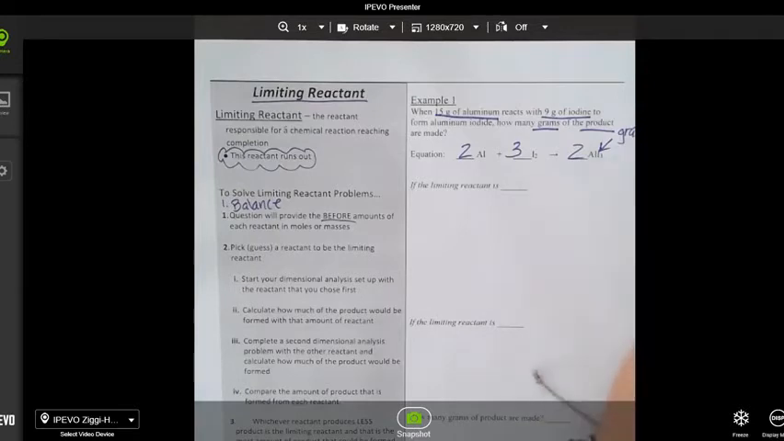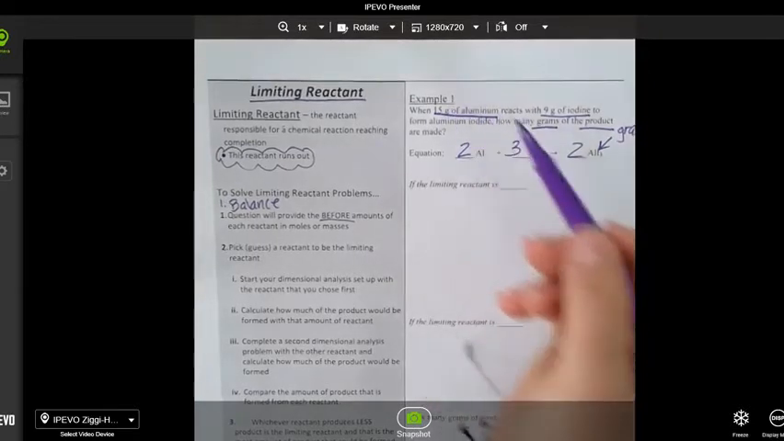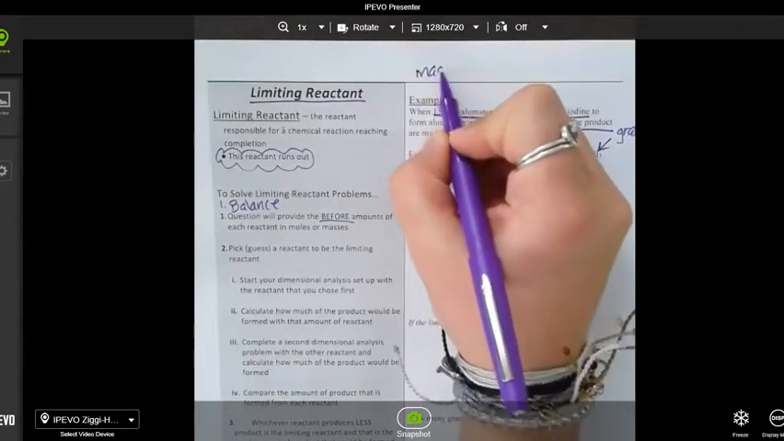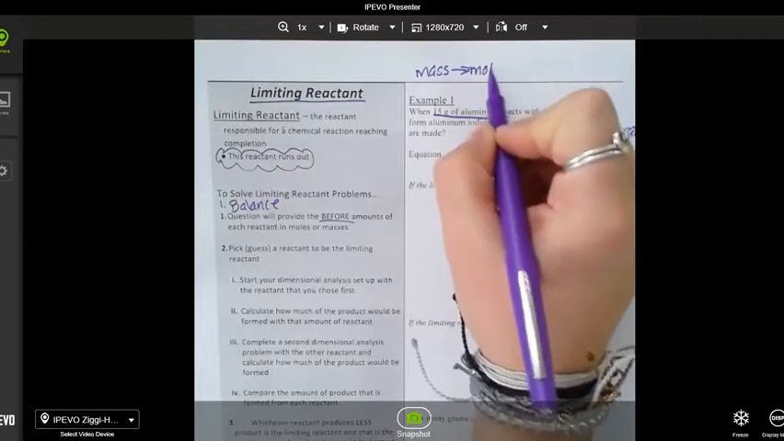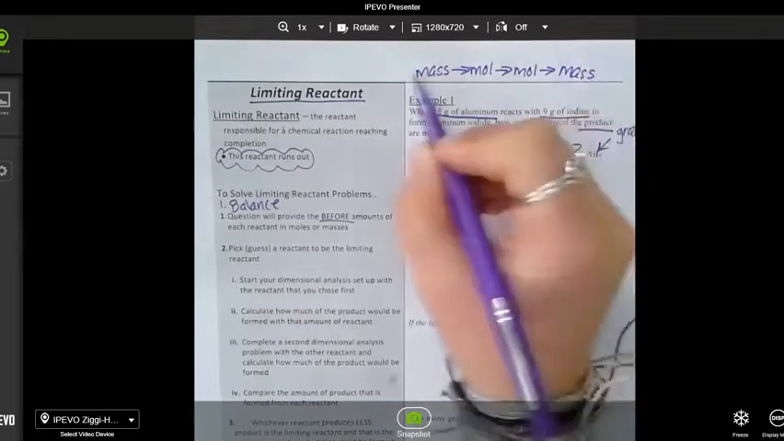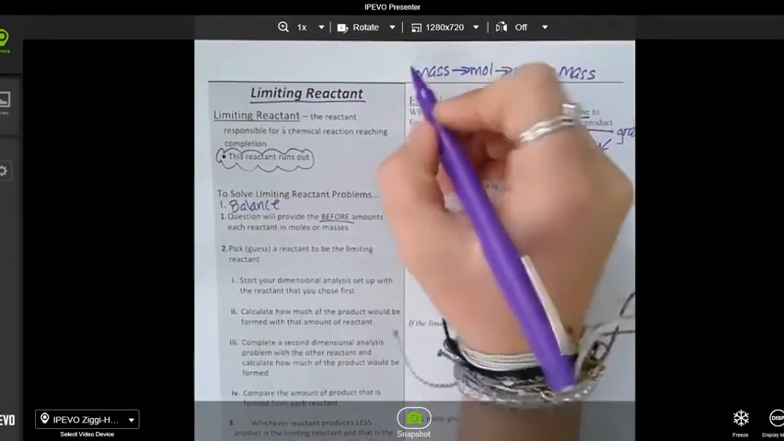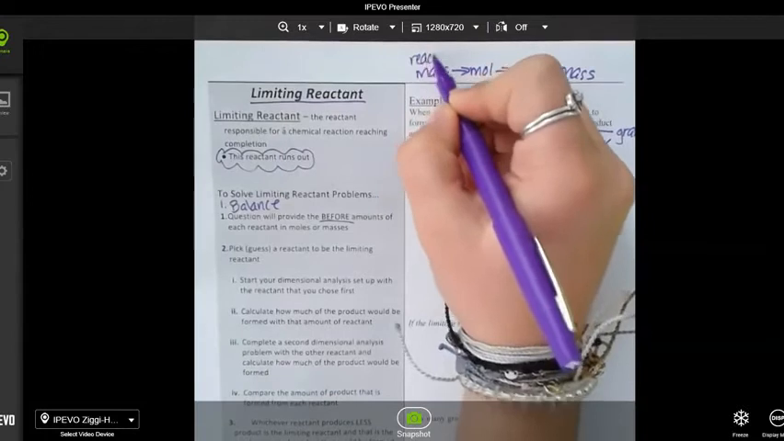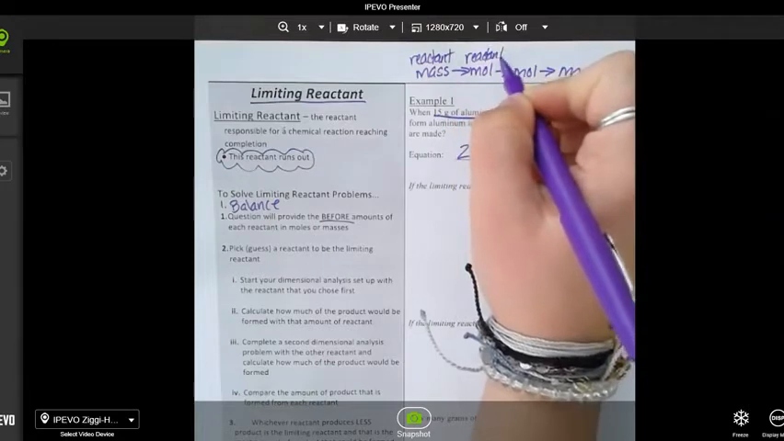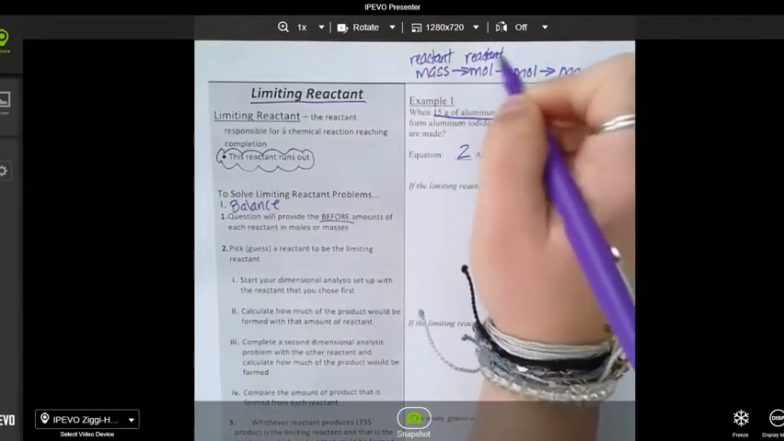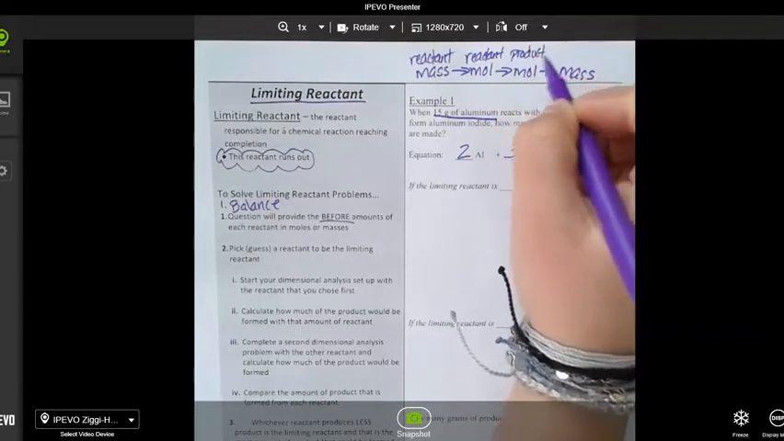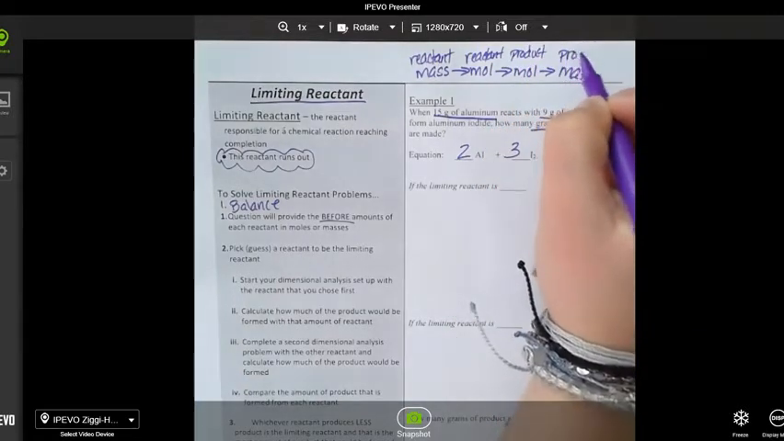So we want to know, with 15 grams of aluminum and 9 grams of iodine, how much of this could we potentially make? When you guys are doing your stoichiometry, we're still going to use our roadmap, our mass, mole, mass roadmap. But specifically, we're going to take the mass of a reactant and use it to find the moles of that specific reactant. And then from the moles of that reactant, we can find the moles of the product that we're looking for, and then eventually find the mass of the product.